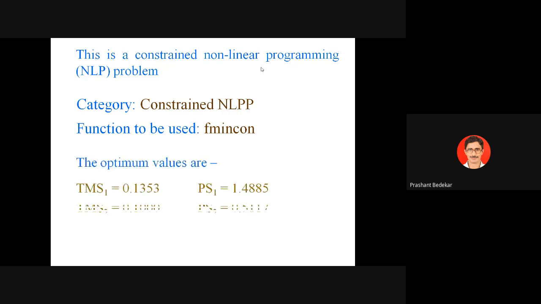The optimum values which I have obtained are like this. Time multiplier setting 0.1353 and 0.1 respectively, and plug setting 1.4885 and 0.5117. Looking at the values, again it is clear that I have assumed the relays to be IDMT relays, and that too numerical relays. An electromechanical relay cannot have plug setting equal to 0.5117. Not possible. An electromechanical relay cannot have time multiplier setting equal to 0.1353. Not possible. But then one can solve.